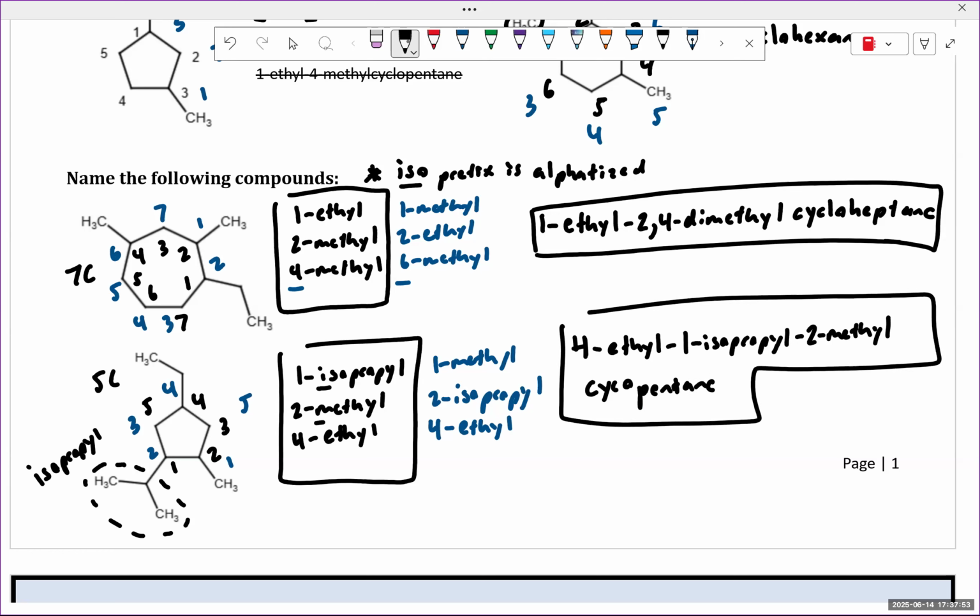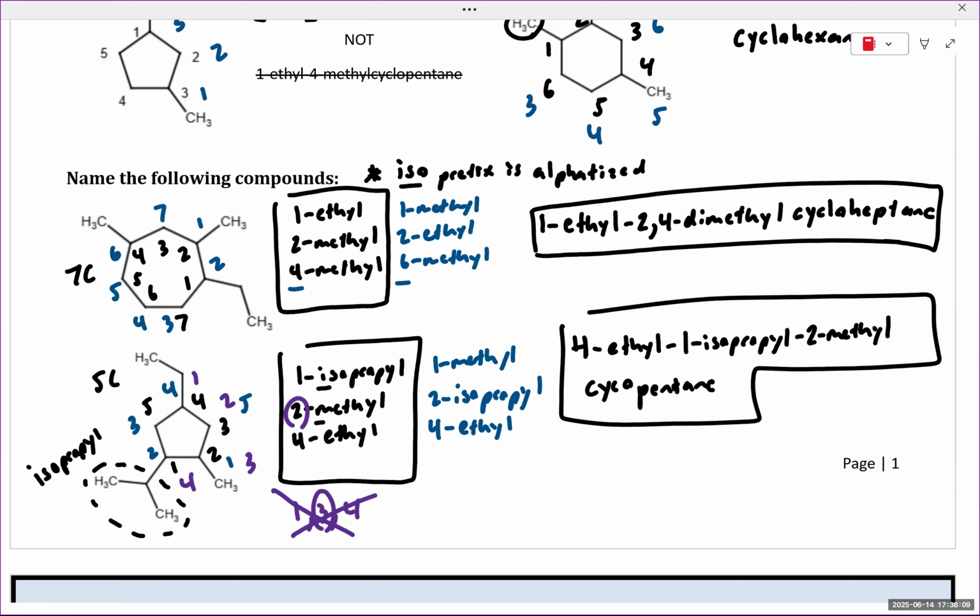For those wondering, why don't we give a locate number of 1 to the ethyl group? This would give a locate number set of 1, 3, 4, and 3 is greater than 2, so we do not give the ethyl group the locate number of 1. Remember, you start to assign substituents with the lowest locate number in substituent order. Then if there's a tie, then you start to consider alphabetical order in terms of assigning locate numbers.